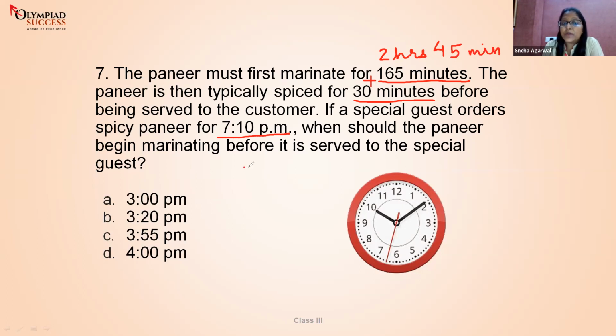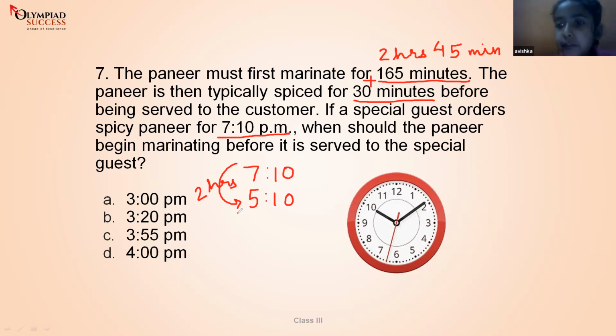So can you tell me at what time they started marinating? You need to subtract 2 hours 75 minutes from this. If you subtract 2 hours, that will be 5:10, right? And 75 more minutes means 60 more minutes plus 15 more minutes. Come on, guys, this is very easy. If you subtract 60 minutes from it, what will be the timing?